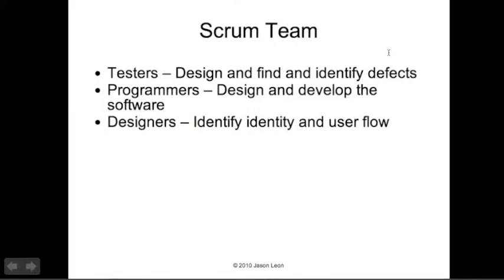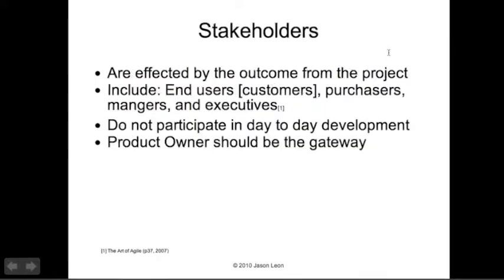The Scrum team is typically made up of testers, programmers, and designers. If we're talking about game development or software development, and those are definitions of obviously QA, the folks that find defects and such, engineers, the guys that are doing the architecture and implementation of code, and designers. What is it going to look like?